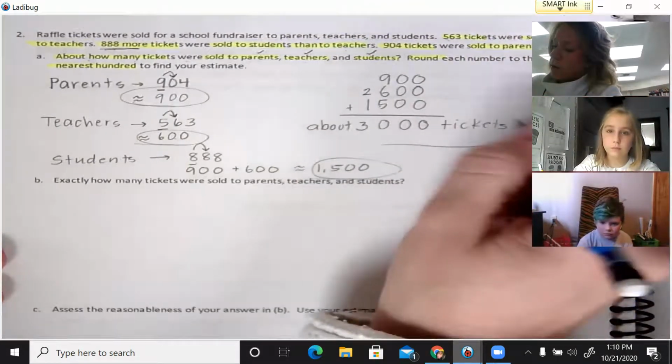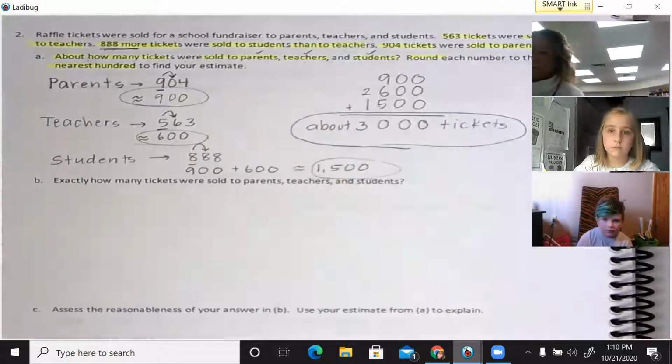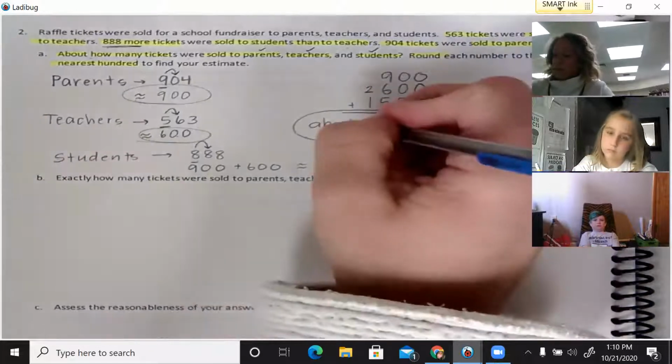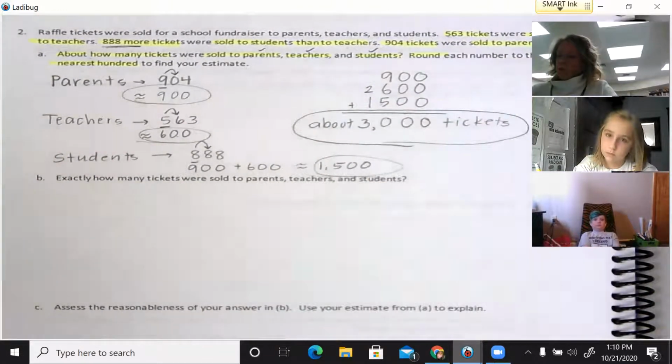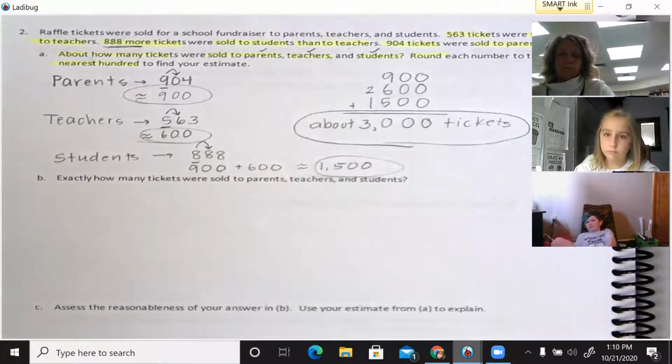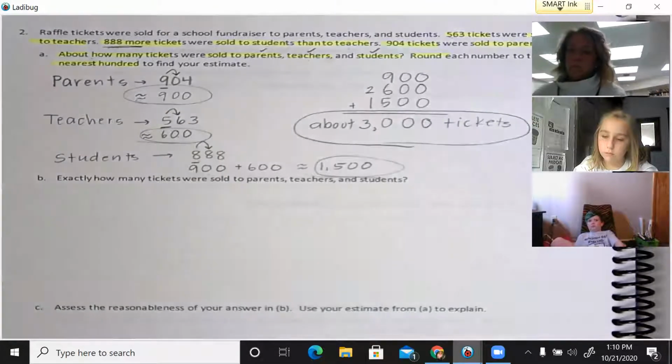And I'm going to circle this so I know that's my answer. About 3,000 tickets. Don't forget your 1, 2, 3, insert your comma. Any questions with letter A?